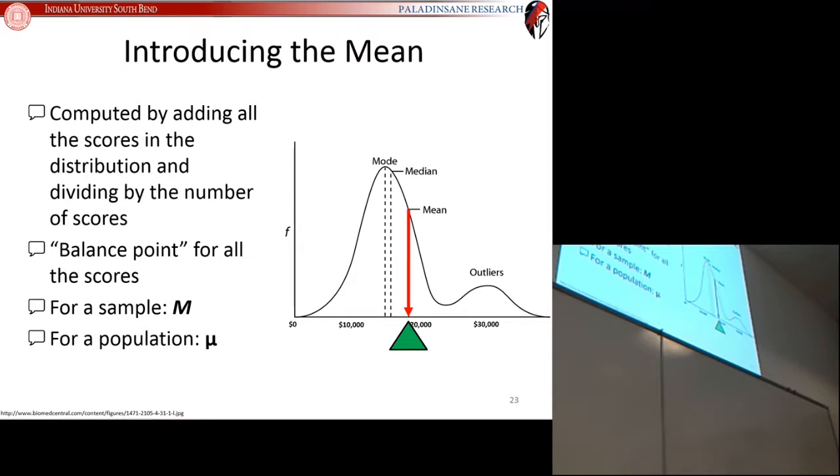It's also the most widely used measure of central tendency. So if you read psychology experiments, if you read psychology reports, you will typically read about the mean of this, the mean of those scores. That's typically the one that's used, I would say about 90% of the time.